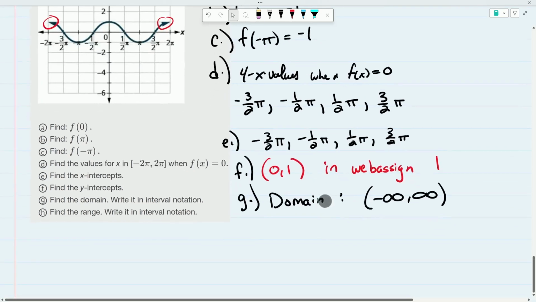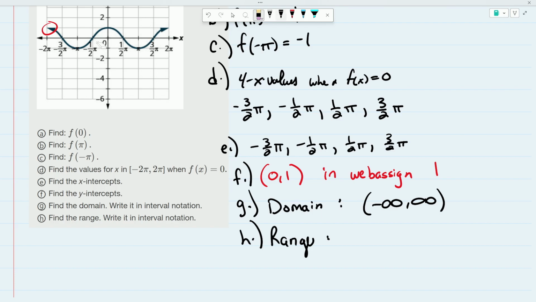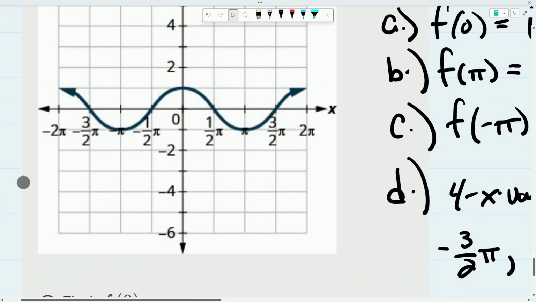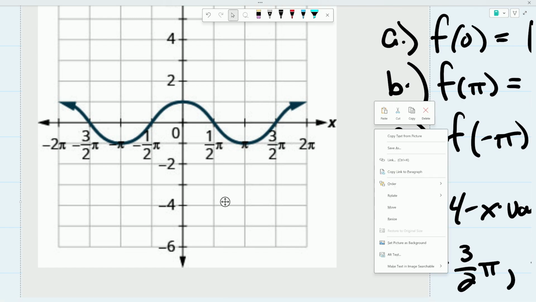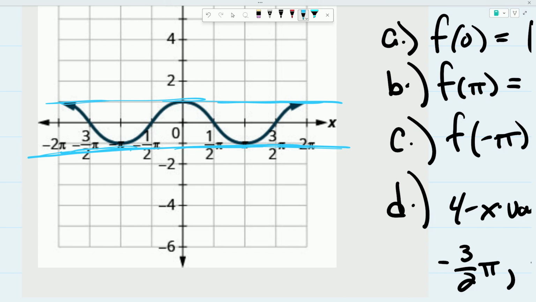Now, for part H, and remember, H is going to be the range. And we have to remember that range is how high does the graph get and how low does the graph get. So what I'm going to do here is zoom in real fast for us. And if you look, give me a second. There we go. If we look here, our graph is bounded in between those two lines. All right. It never goes above or below those two blue lines that I wrote.